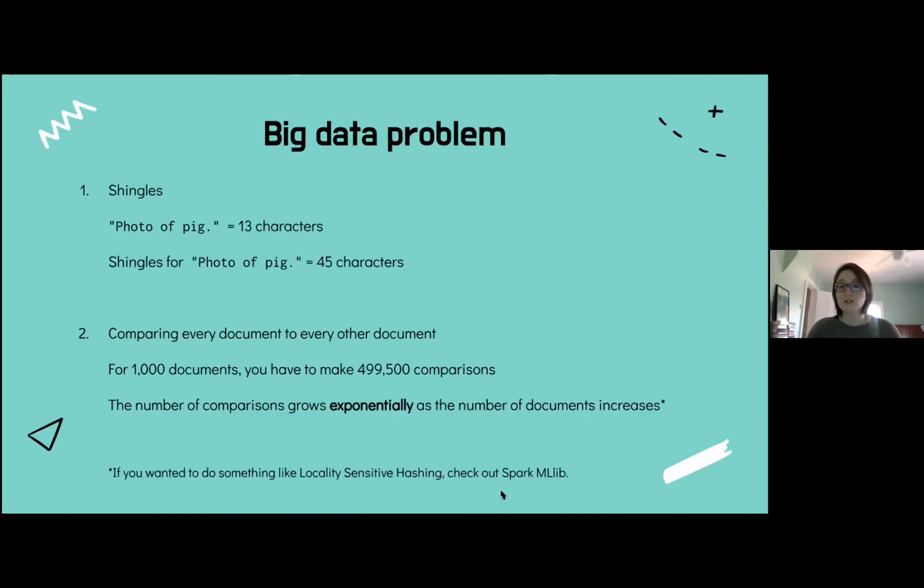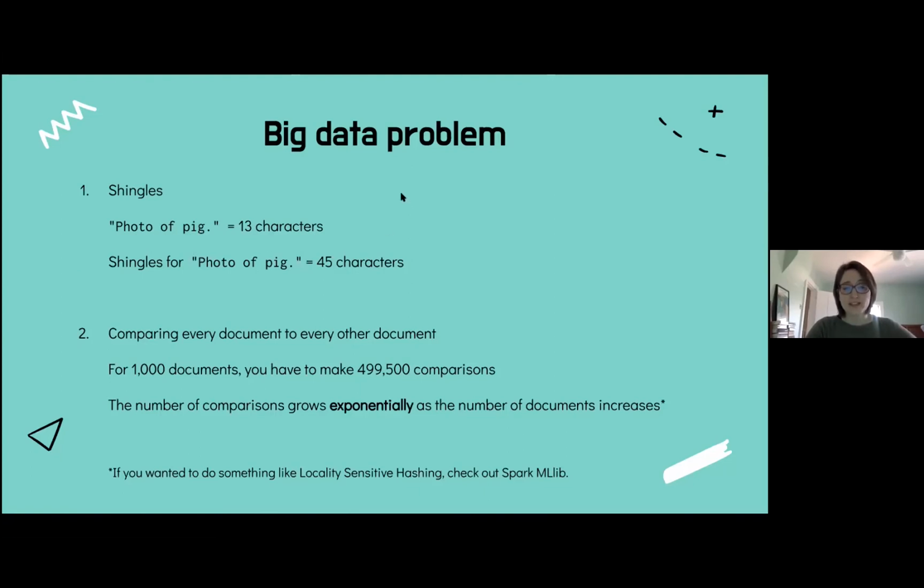And this near duplicate detection is kind of a classic big data problem. And we can see why. So the first issue is the size of the data. If we take our description "photo of pig," that's 13 characters. And if we blow it up into shingles, then all of a sudden we have 45 characters. So we've just multiplied our data by almost 5 in order to create shingles. So if you imagine you're starting with a very large data set and then you create shingles, suddenly you have multiple times as much data as you had before.